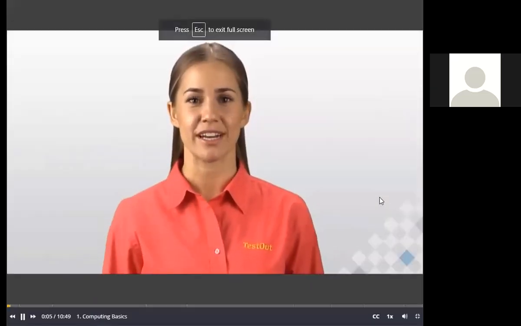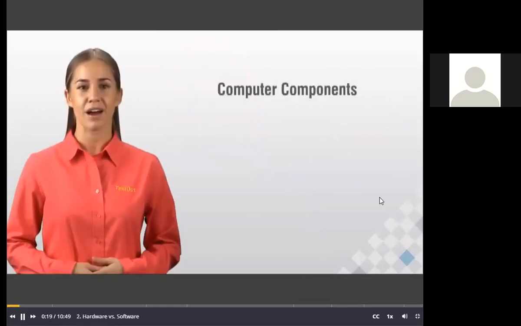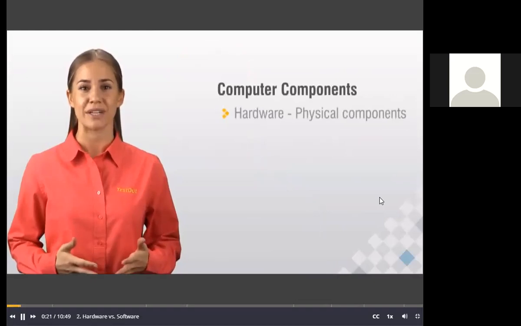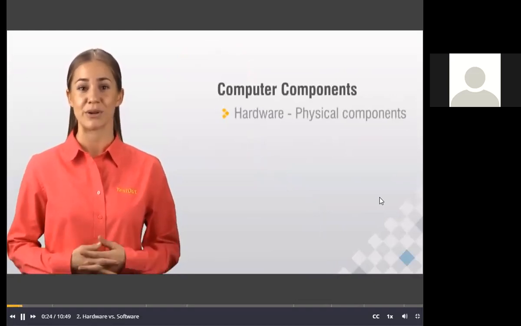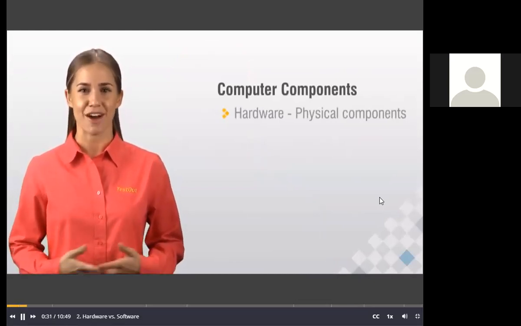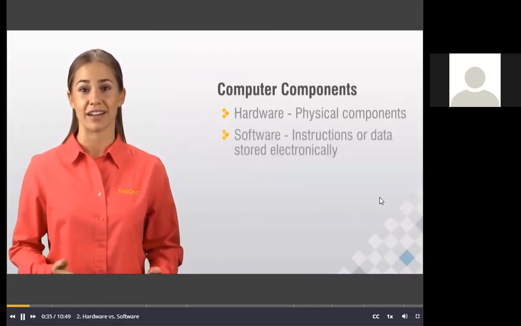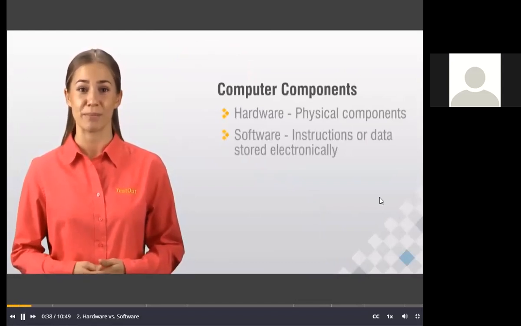As a PC technician, it's very important that you understand the basic components that make up a computer. Computers are made up of constituent parts that work together to create a functional computer. These parts can be divided into two main categories, hardware and software. Hardware refers to the physical components that are installed inside or connected to a computer system. By itself, hardware can't do much. It needs instructions to tell it what to do. These instructions come from the software. Software refers to instructions or data that are stored electronically, either on a hard drive or on a special chip.